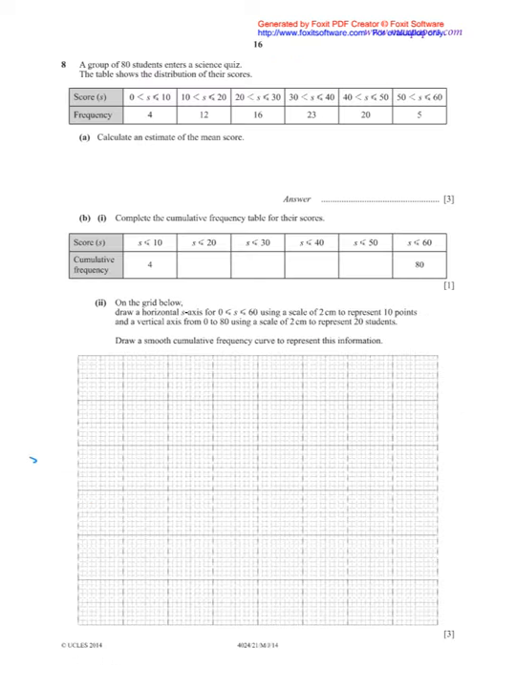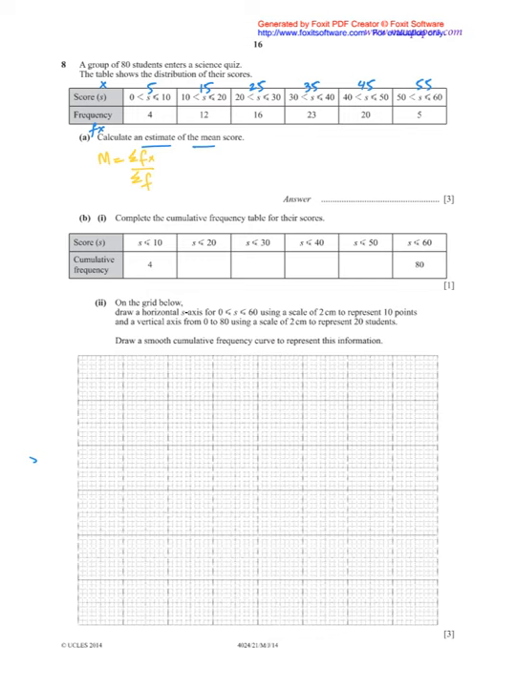Alright, it's question number 8 from the topic statistics. In the first part, you need to find the estimated mean score. The working formula to find the mean is summation of fx divided by summation of f, right? For x, first we need to find the midpoints. So the midpoint of 0 and 10 is 5. The midpoint of 10 and 20 is 15. Then 25, 35, 45, and 55, right?